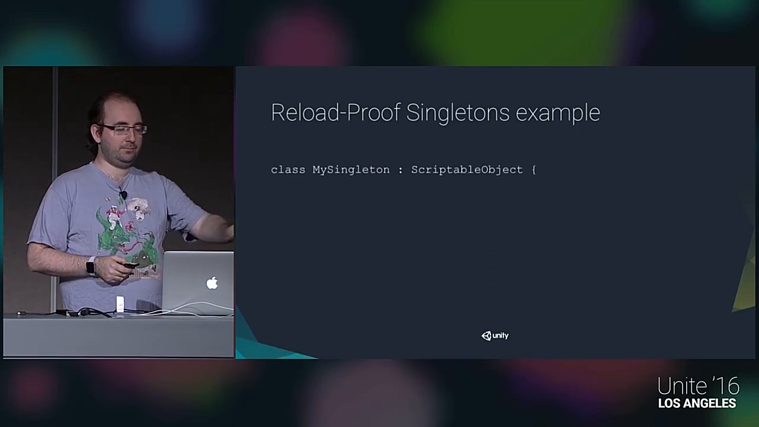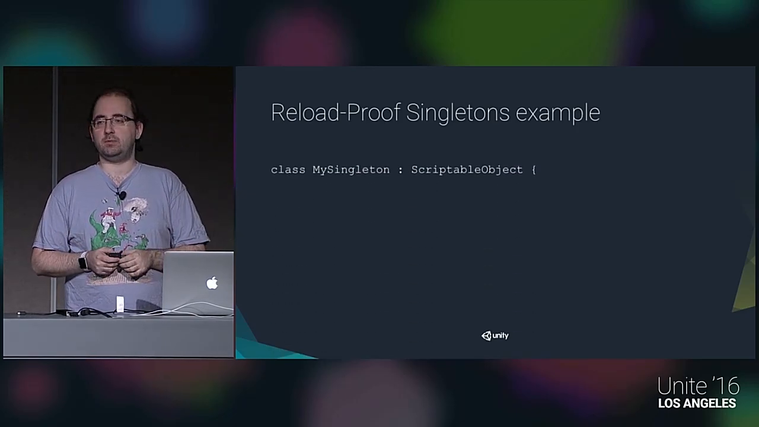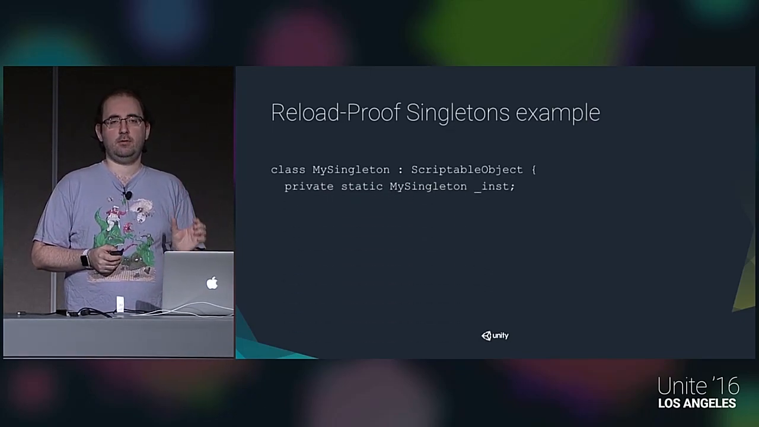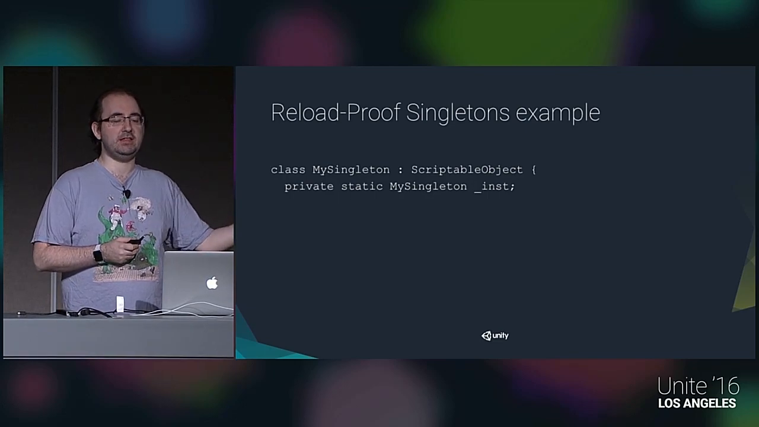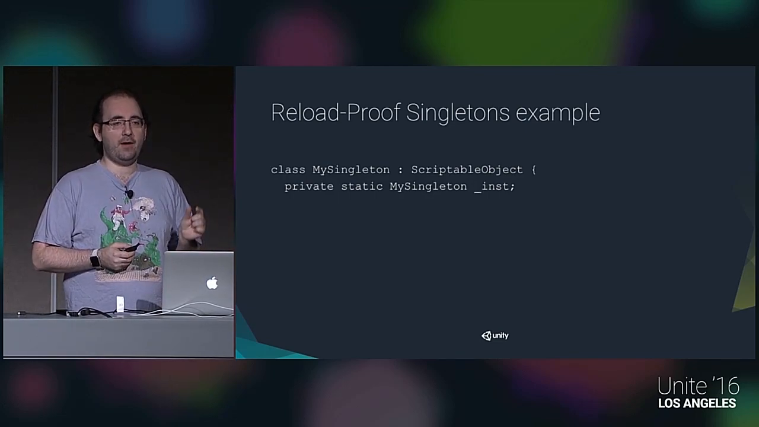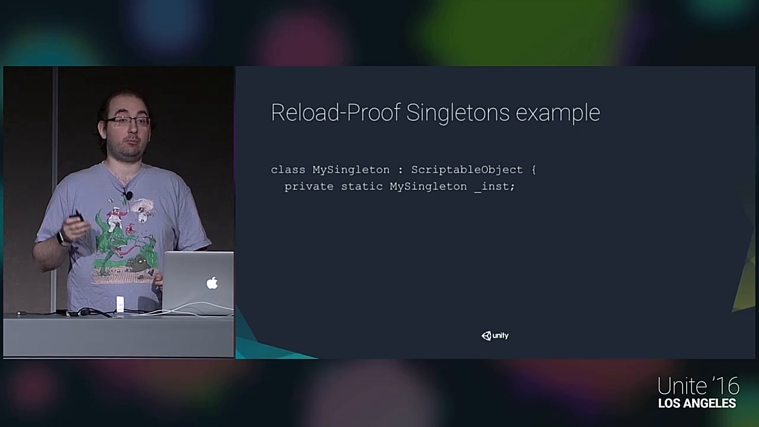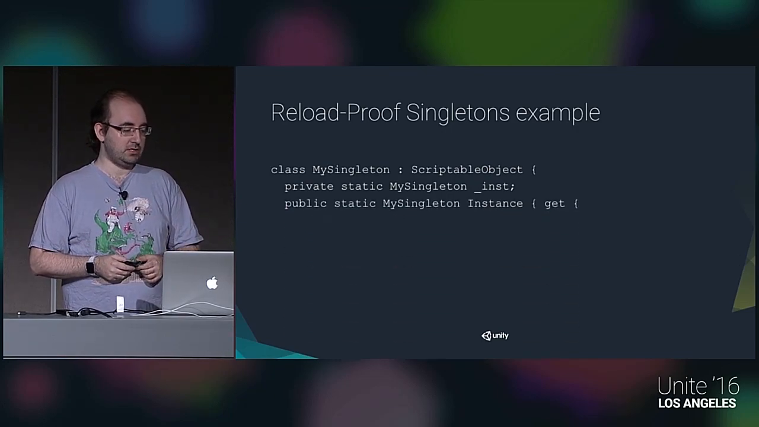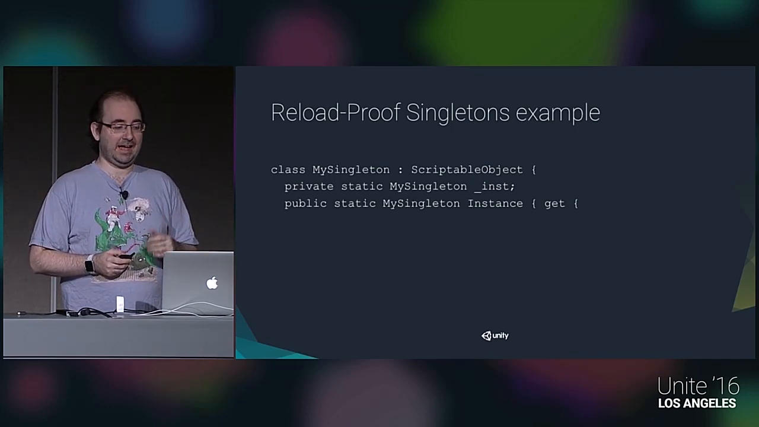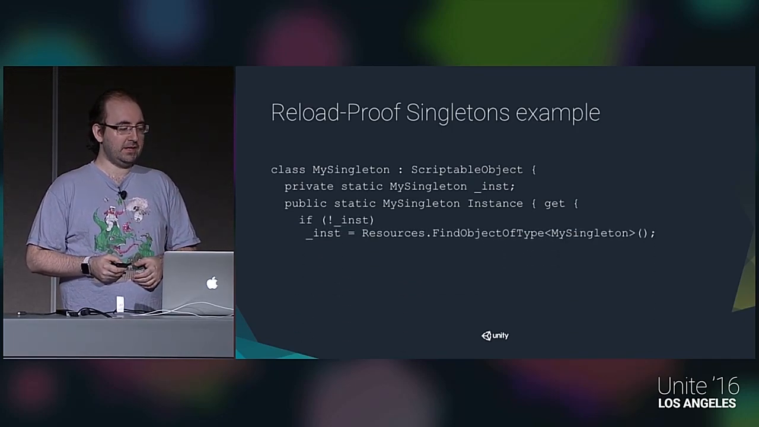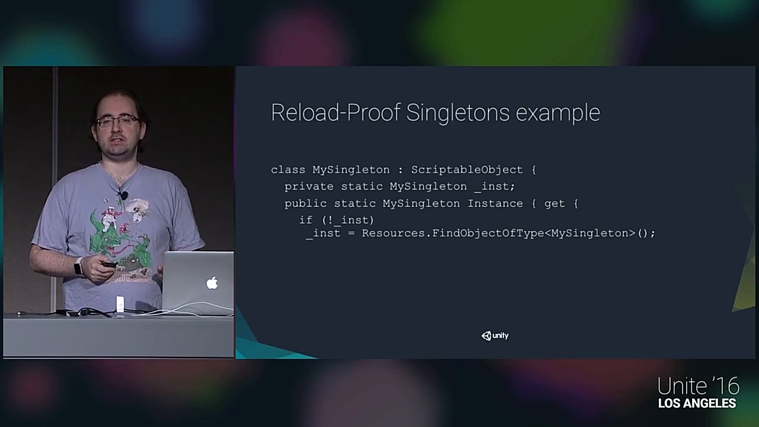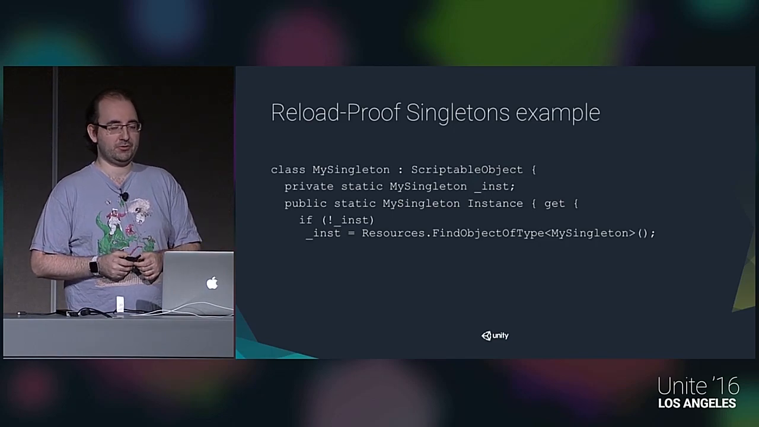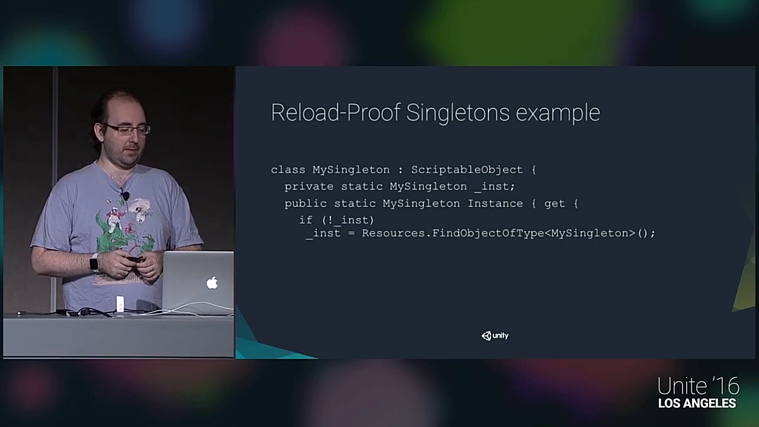So we've got our singleton class deriving from ScriptableObject. And we have our static field that's going to point to the instance of the singleton that we want to work with. I've made it private because we're going to access it via a property. And the property is going to make sure that all of this stuff is implemented. So we have the actual instance property there with just a getter. And the first thing it does, if we don't already have that instance field populated, is go and try and find an instance of our singleton type.